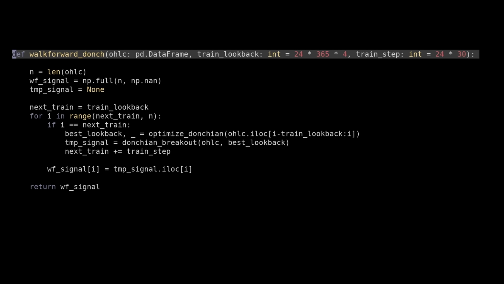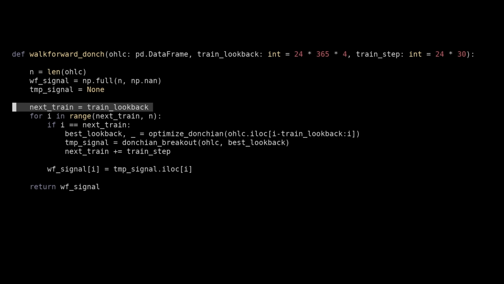This function will return the walk forward signal. One of the parameters is the train lookback, how much data to optimize on. I have it set to optimize on the last 4 years by default, assuming hourly data is used. The train step is how often we re-optimize. I set it to 30 days. Ideally, you should retrain strategies as often as is feasible, but to make the code run fast enough to accommodate my brain rot, I used 30 days.